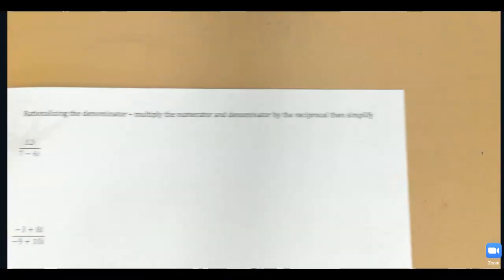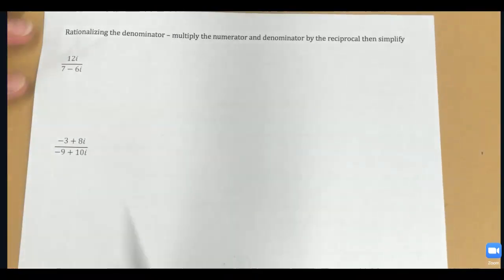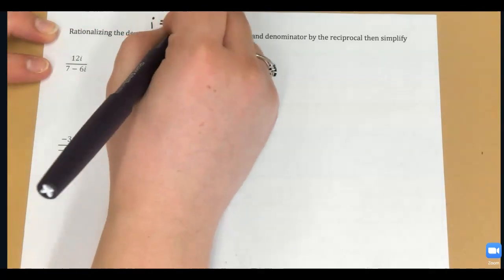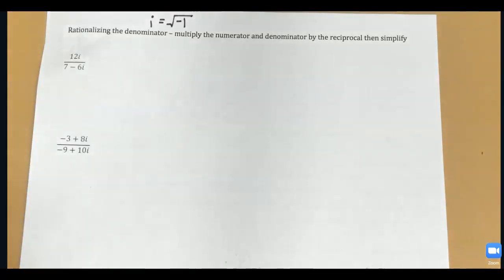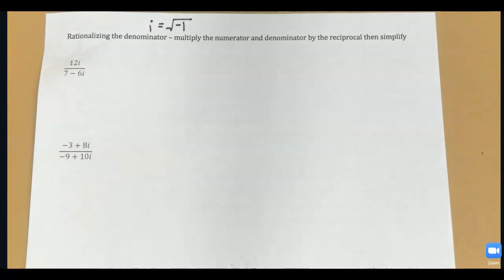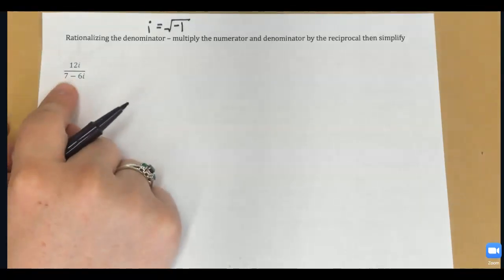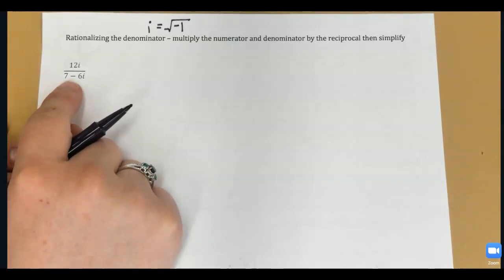One final thing we're going to talk about, and that is rationalizing a denominator. Remember, i is the square root of negative 1. So if I have i in my denominator, that's like having a square root in the bottom, which we don't want. We've always rationalized denominators that way. So the way that we undo that is we multiply the top and the bottom by the reciprocal. So what the reciprocal is, I take whatever operation is happening in my denominator and I switch the sign.